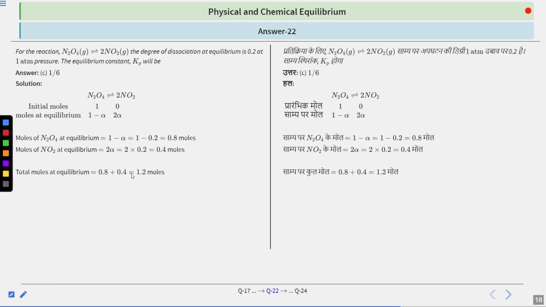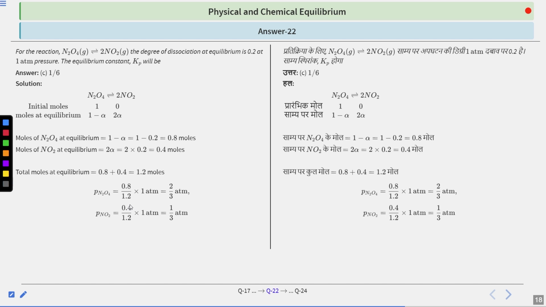So what is the total number of moles at equilibrium? It is 0.8 plus 0.4, that is 1.2. Now, what will be the pressure of N2O4? It will be the mole fraction of N2O4 multiplied by the total pressure, which is 1 atm. That will give us 2 by 3 atm.